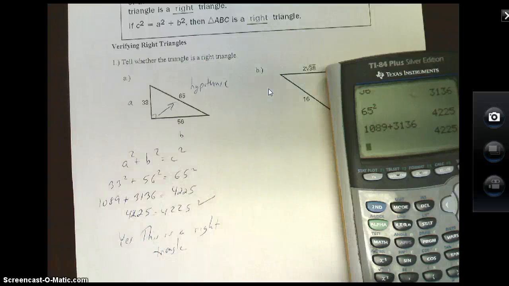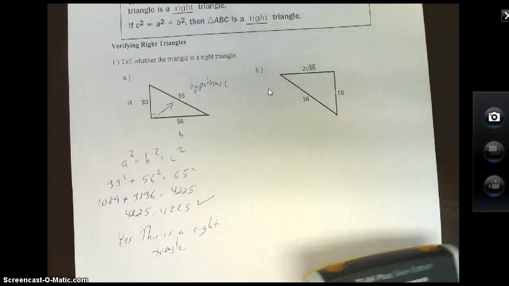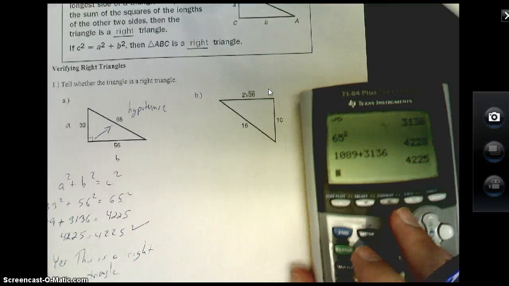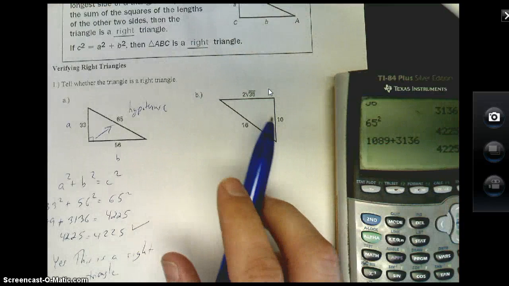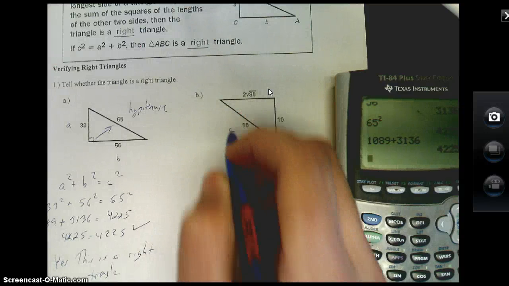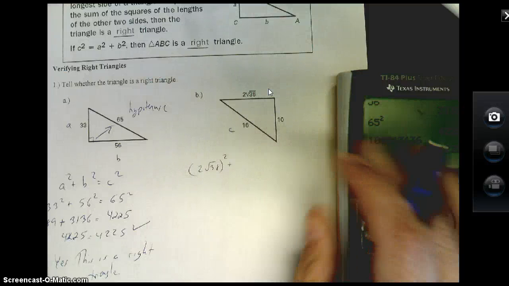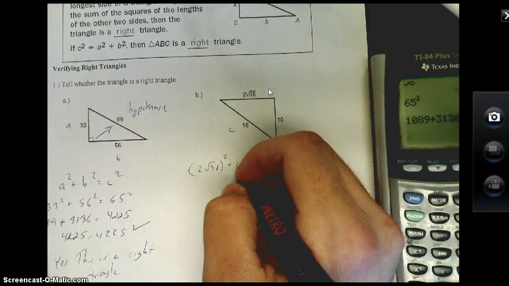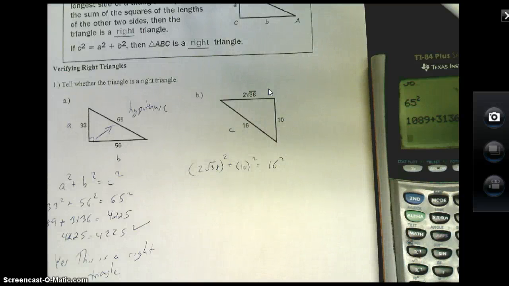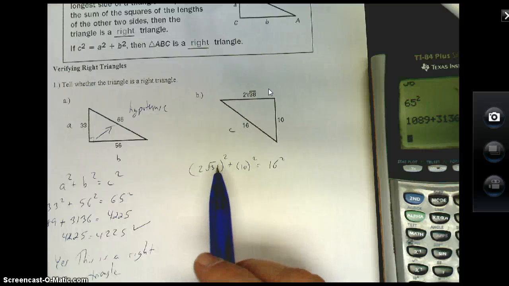Okay, so it's nothing too drastically different than what we've been doing. It's just that now we're verifying that this is indeed a right triangle. Okay. Again, looking here, the longest side is kind of easy to recognize. Here it is. Here's my hypotenuse c. So we've got 2 root 38 squared plus 10 squared equals 16 squared. Now that's something that we've shown in the homework before, and I think some of you guys are getting this pretty good.